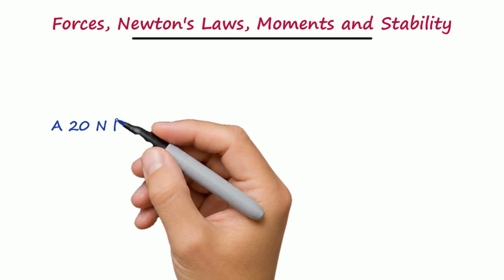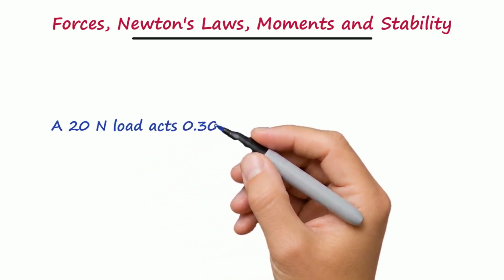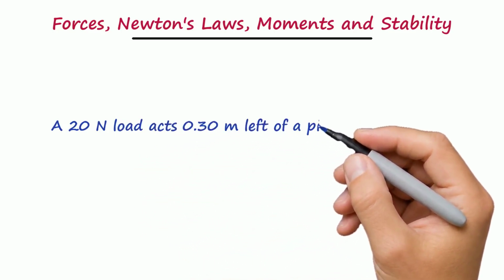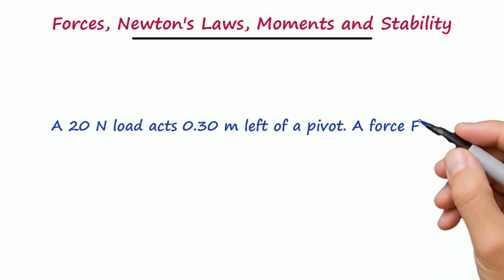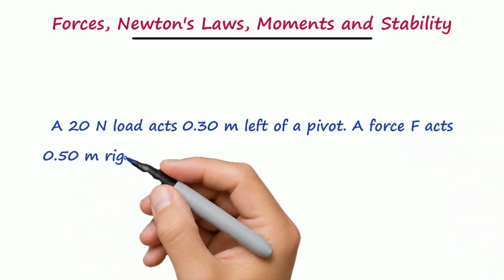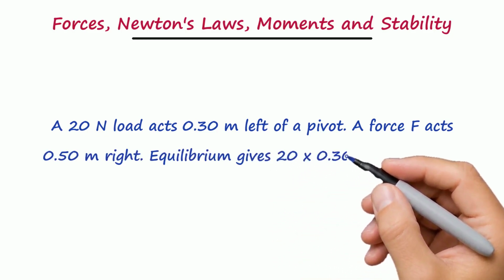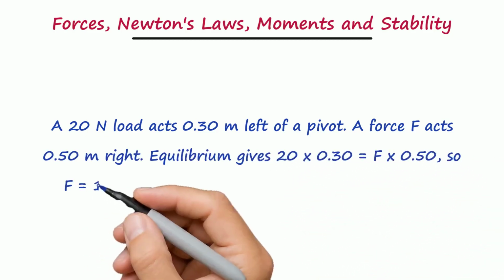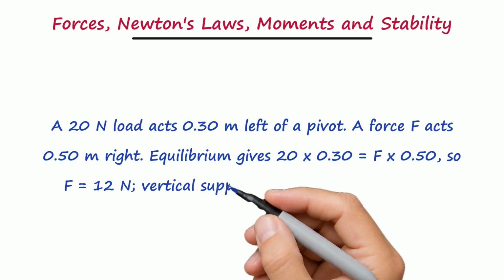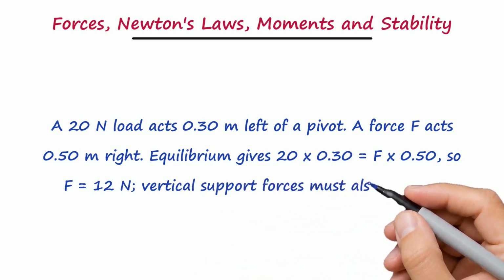A 20 N load acts 0.30 m left of a pivot. A force F acts 0.50 m right. Equating moments gives 20 times 0.30 equals F times 0.50, so F equals 12 N. Vertical support forces must also balance.